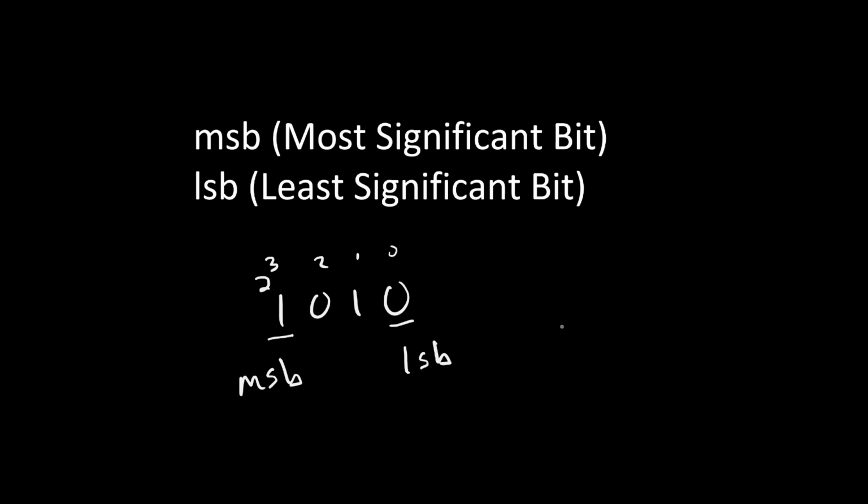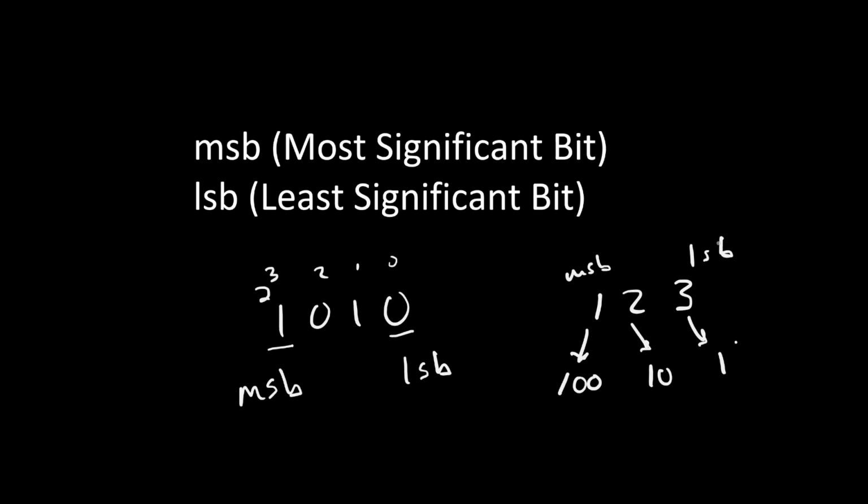Kind of like when you're working with regular numbers, say you have a number like 123. This is your ones column, tens column, 100 column. Same concept. This would be kind of like your MSB, and this would be like your LSB.